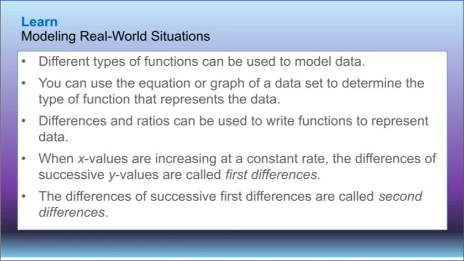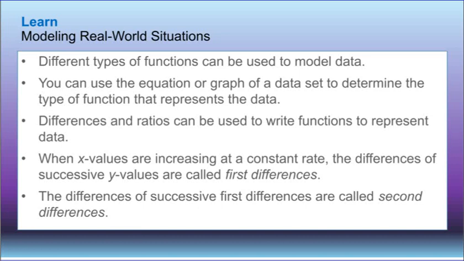So we've gone through linear and quadratic. We've also gone through exponential. So the differences and ratios can be used to write the functions to represent that data. When the x values are increasing at a constant rate, that means it's increasing by 1. The differences of the successive y values are called first differences. If I subtract my y values, I should get an answer. That would be my first difference.